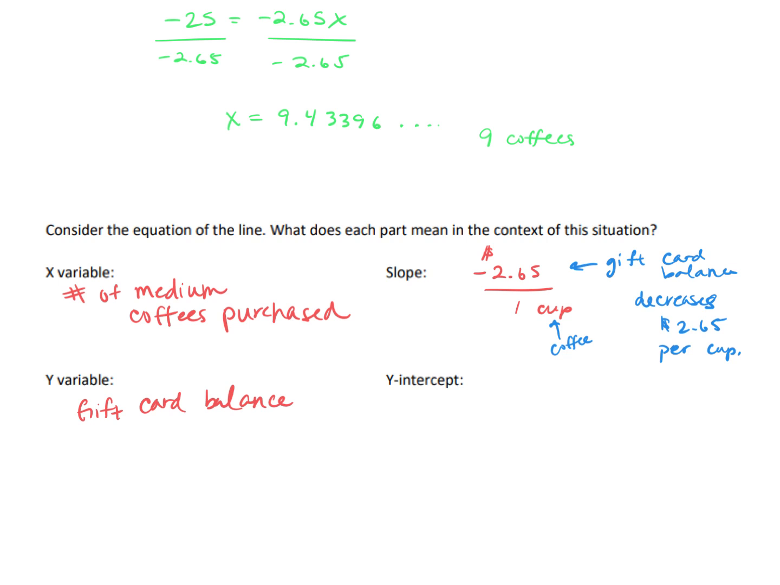All right, the y-intercept. So the y-intercept is 25. If we think about that as an ordered pair, that's (0, 25). So 0 is our x, which is our number of cups of coffee. And the y is our gift card balance. So what we're saying is that when we have purchased 0 coffees, our gift card balance is at 25. And that's what our gift card balance is before we've used it. So that is the original balance on the gift card.